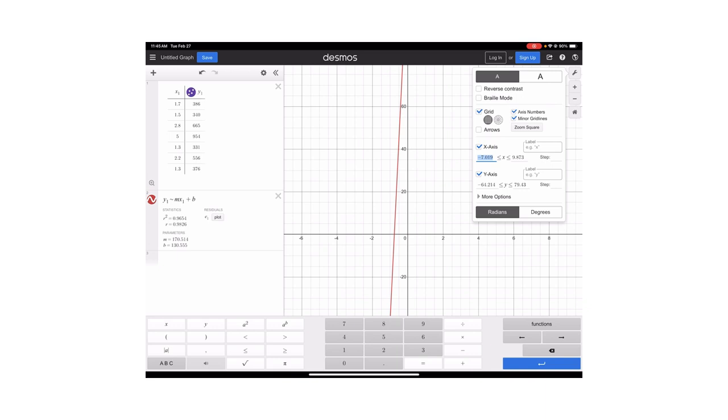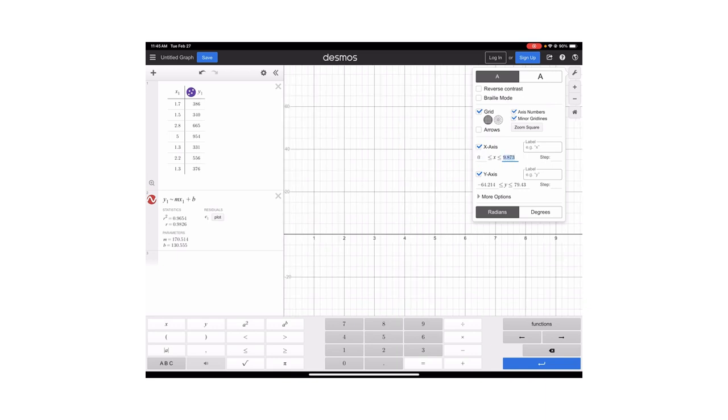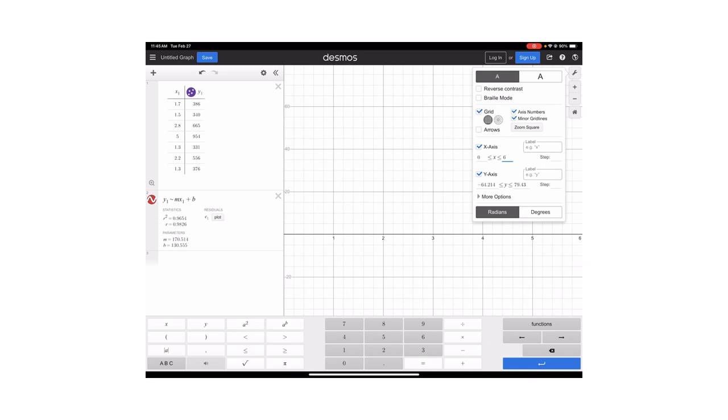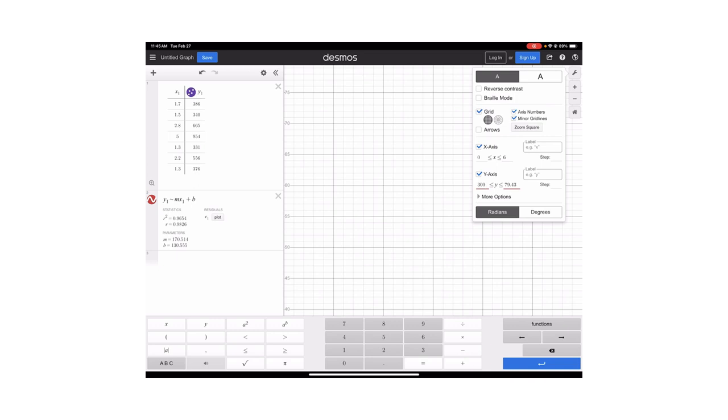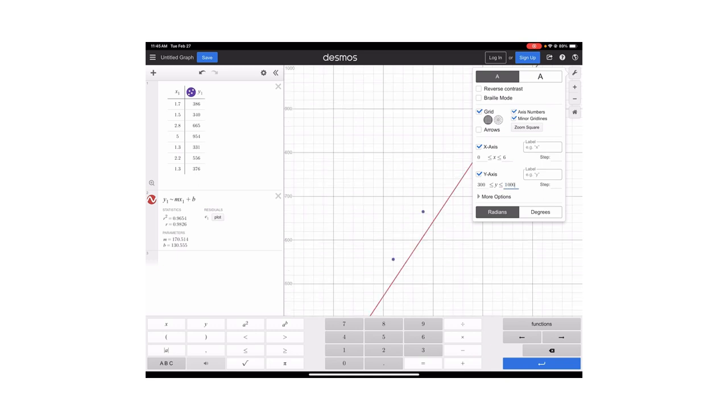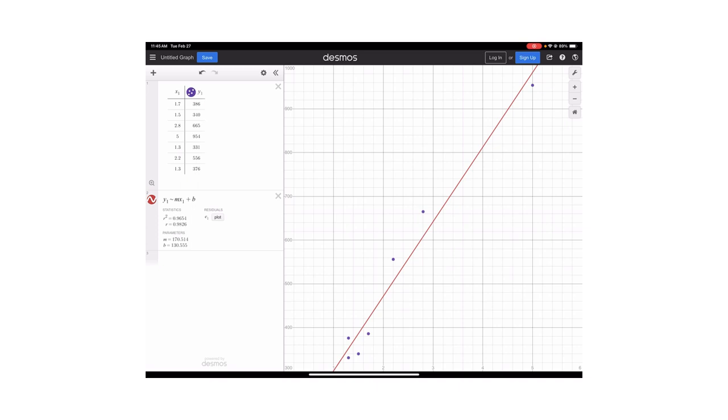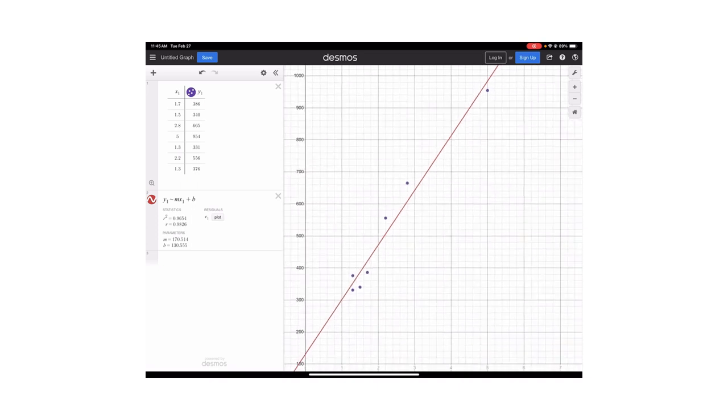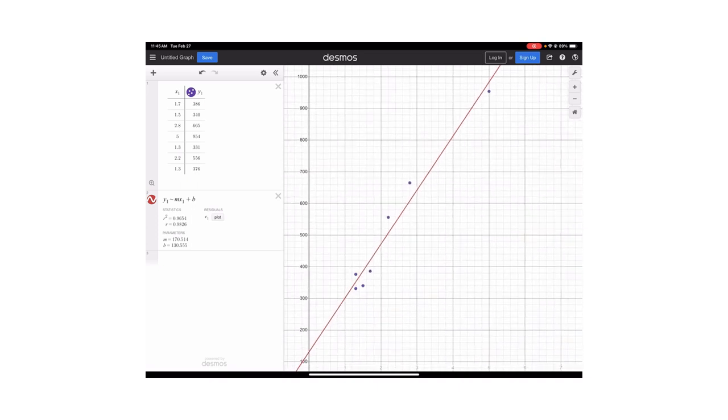So for my x's, maybe I'll start at 0 and go to 6. That gives me a little bit of a range. I still can't see them, so let's change our y values. The smallest y value looks to be about 330 something. So let's start at 300, and the highest one's 900 something, so let's go up to 1,000. And there, you'll see now that I see those dots on my screen.